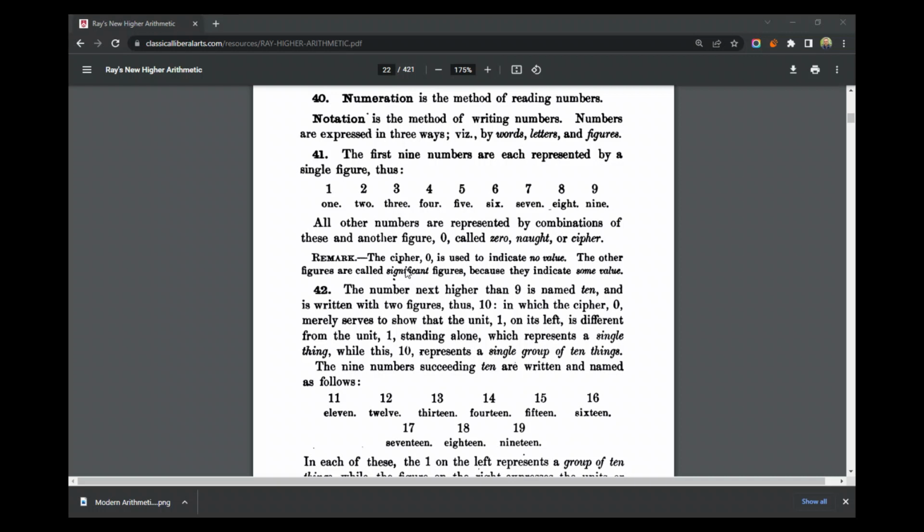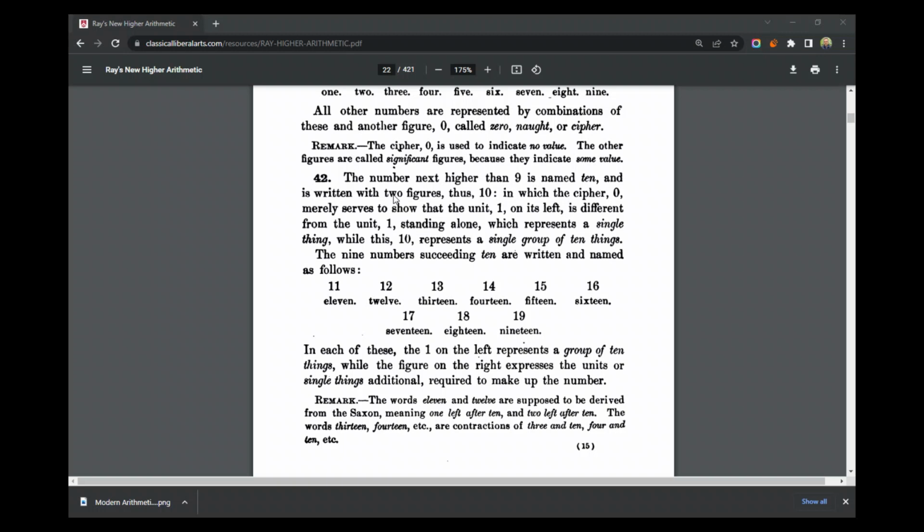You'll need to remember the meaning of this term, significant figures, when you study modern science, especially physics class. When you study physics and some chemistry, you're going to need to do some work in arithmetic and algebra, and you're going to come up with this phrase, significant figures, in your science classes. Make sure you remember you studied it or learned about it back in arithmetic 4, okay? The cipher or 0 is used to indicate no value. The other figures that indicate value are called significant figures because they indicate some value.